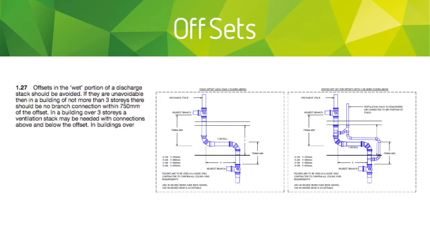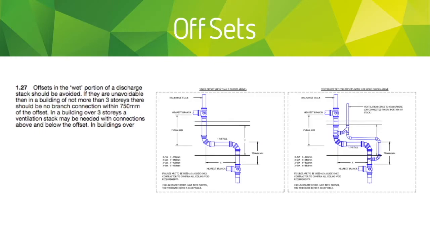Offsets. Building regulations actually suggest you should not have an offset in your system. Unfortunately, due to layouts of buildings that have not been considered fully, more often than not there will be at least one offset. You need to consider the regulations that you need to have a 750mm gap between the offset and your nearest branch, which could equate to quite a large ceiling void below. So going back to my first point, it's making sure the layout meets it.